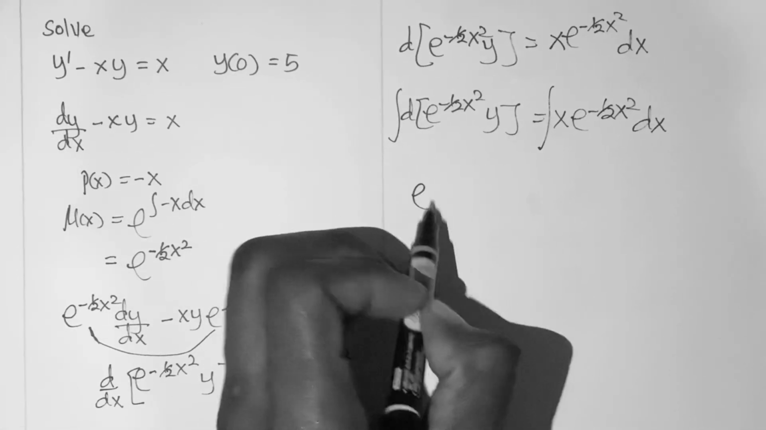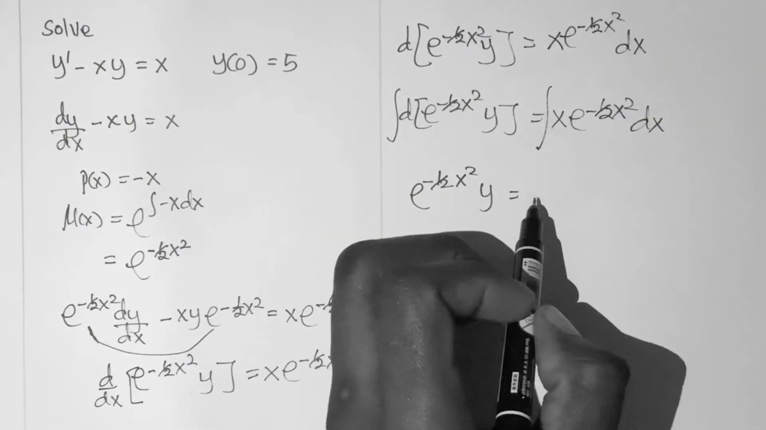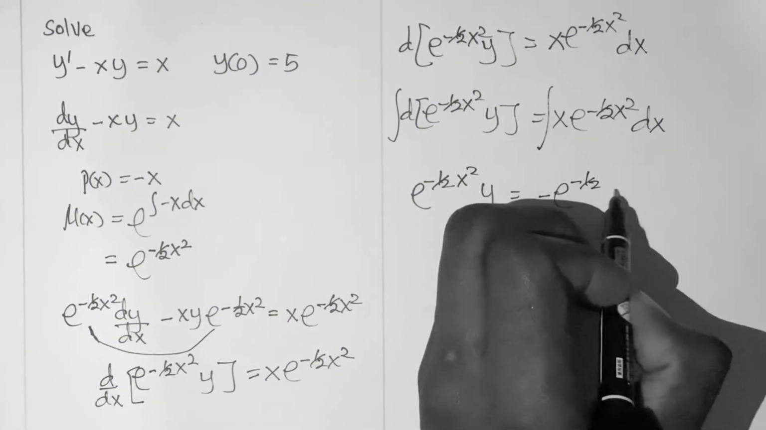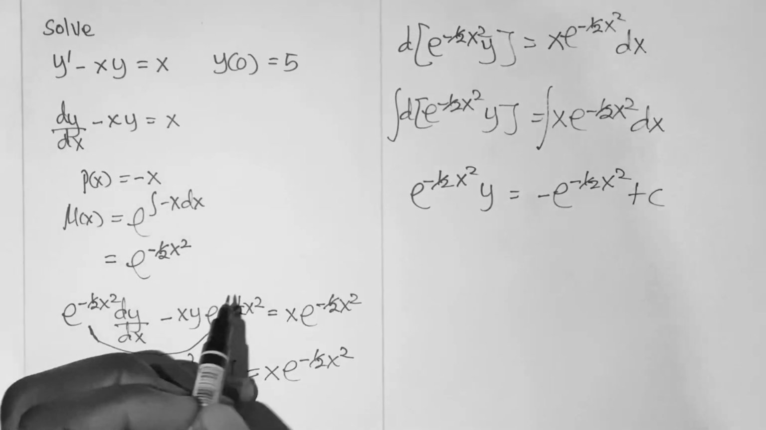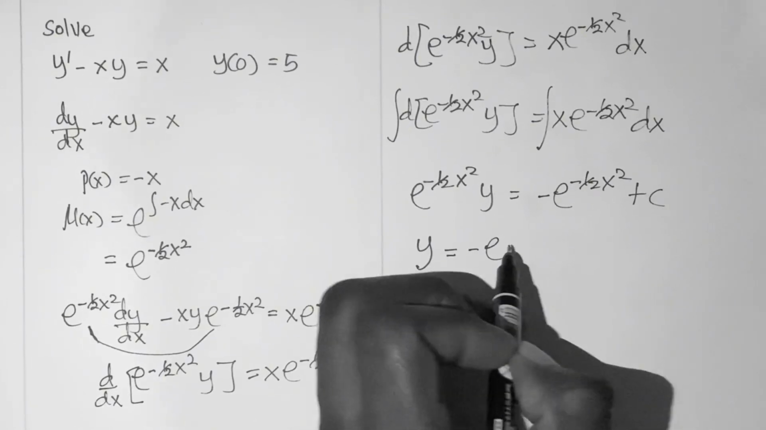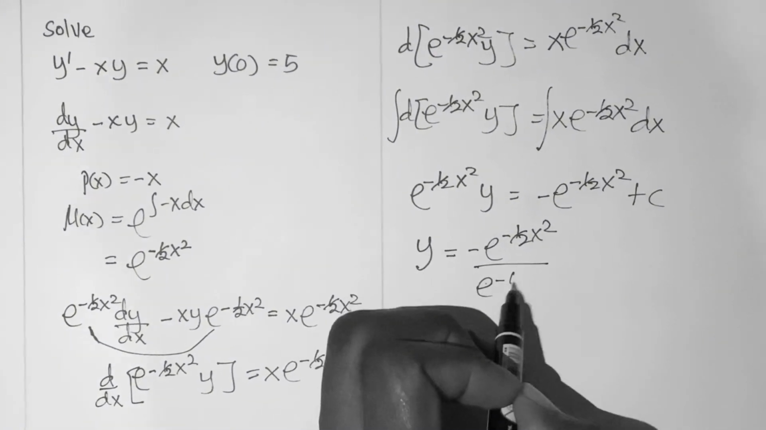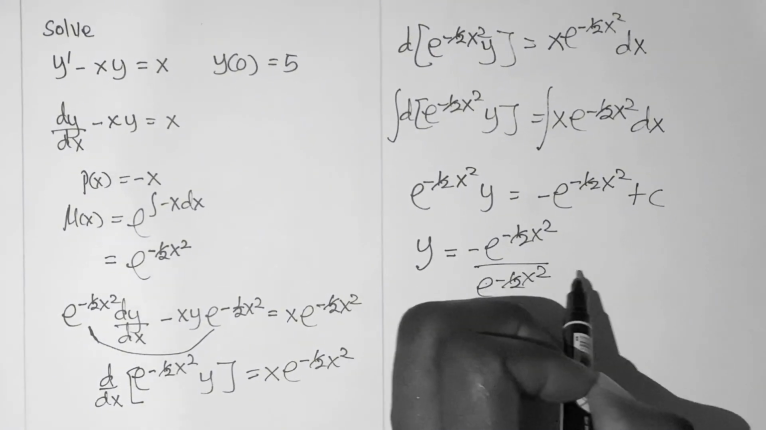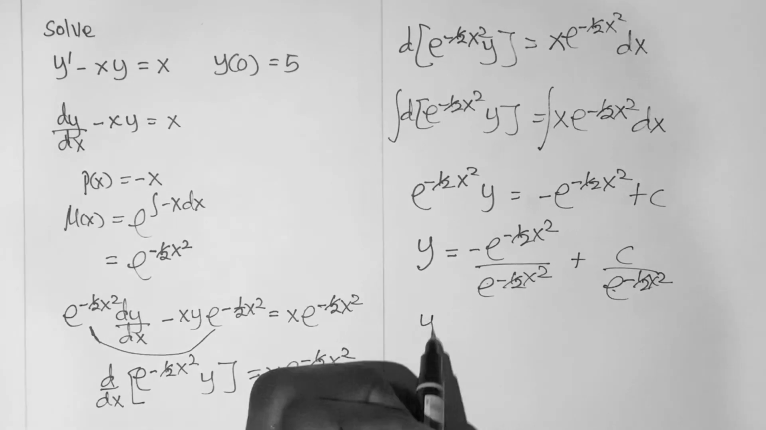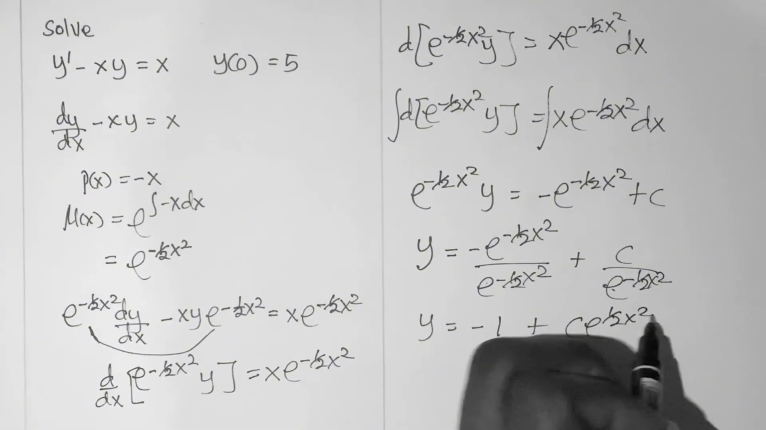So exponent minus half x squared y is equal to, if you integrate all of this, you will get minus exponent minus half of x squared plus the constant of integration c. So if we divide through, y is equal to minus exponent minus half of x squared divided by exponent minus half of x squared, then plus c divided by exponent minus half of x squared. So y is equal to minus 1 plus c exponent half x squared.